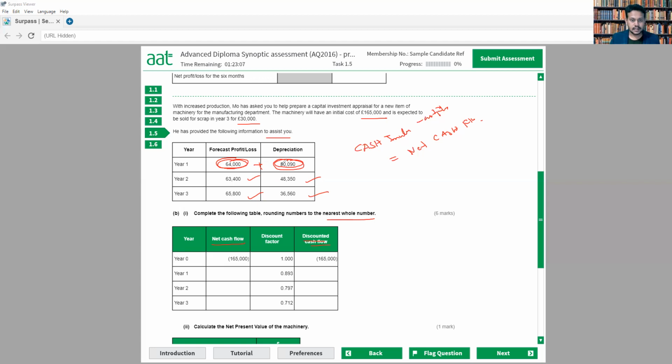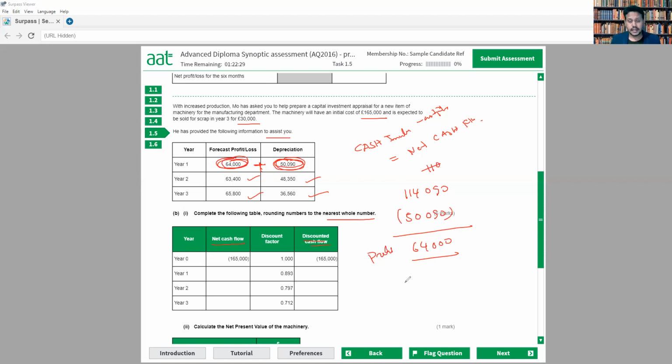For example, let's see if I add these two, that is 64,000 plus 50,090. So it gives me 114,090. So this is the total of these two. Now this is the one I have. From here, if I take away the depreciation, 50,090, that's my profit, 64,000. This is the one.